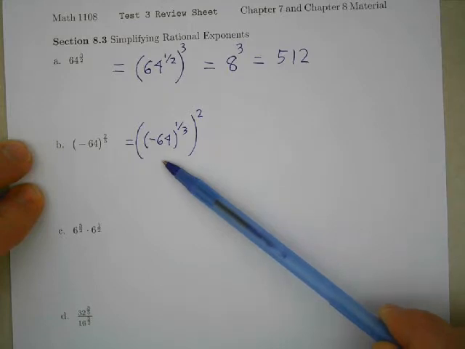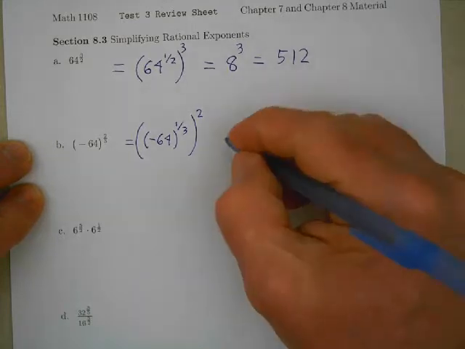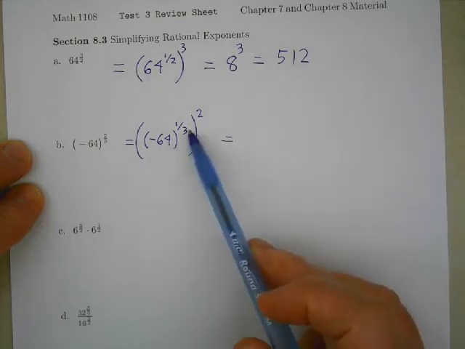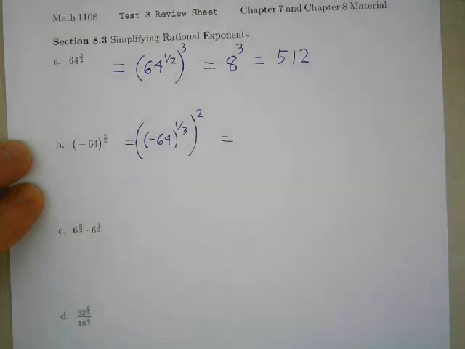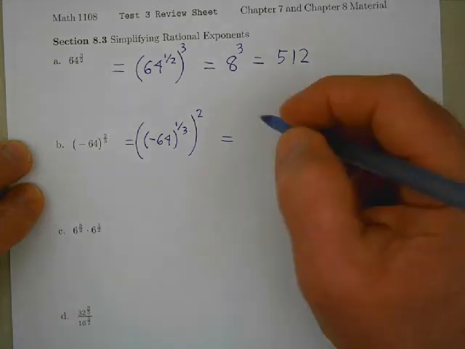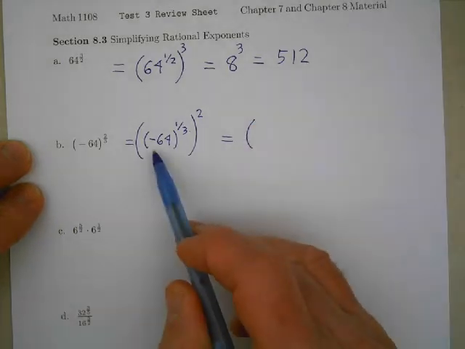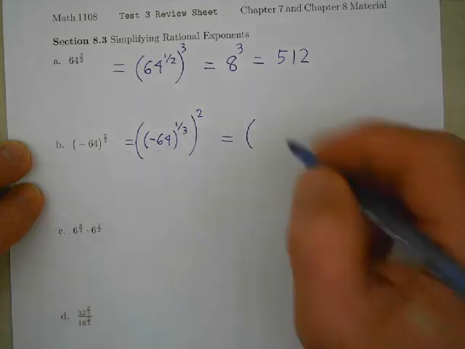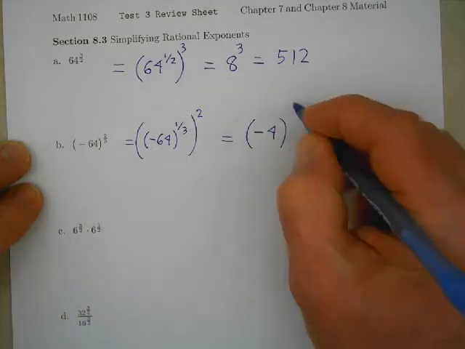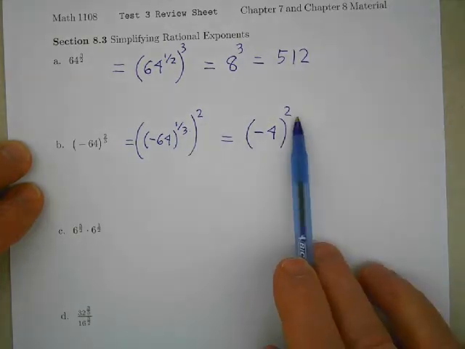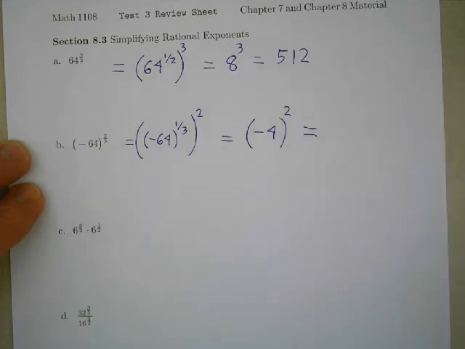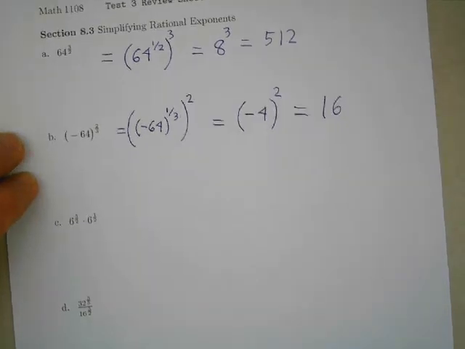But if we start on the inside and work out, we recall that the cube root of negative 64 is negative 4, because the number negative 4 to the third power is negative 64. So we can simplify the number negative 64 to the 1/3 to negative 4, and then we raise that to the outer exponent 2. The number negative 4 raised to the second power is positive 16, because negative 4 times negative 4 is 16.